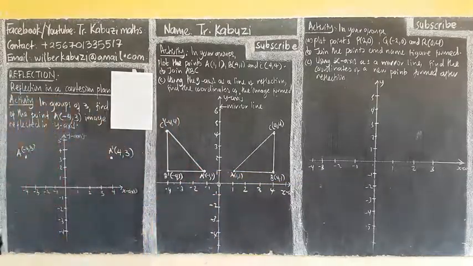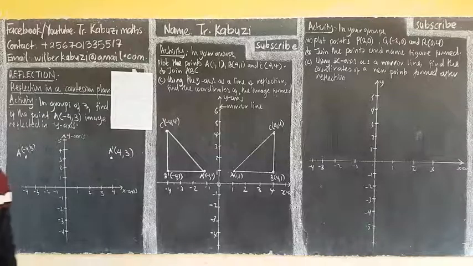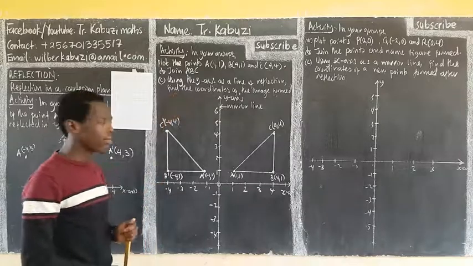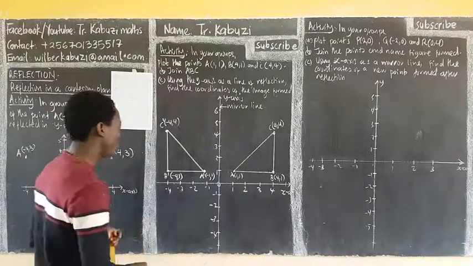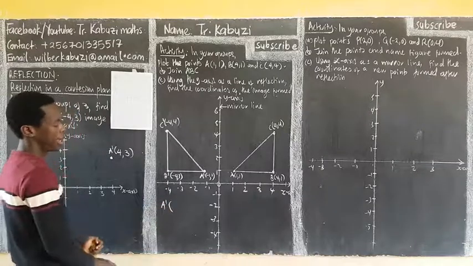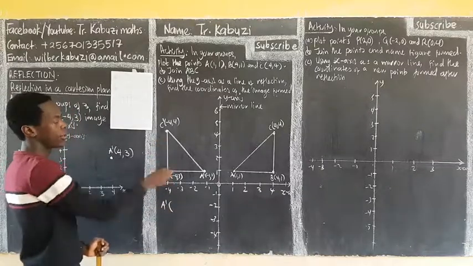Okay, is the shape the same? What about the size? The same, right? Okay. So that's how, after, you come and give the coordinates. I told you everything should be on graph paper, so that we don't lose the marks. So A prime, now these are the coordinates of the image.